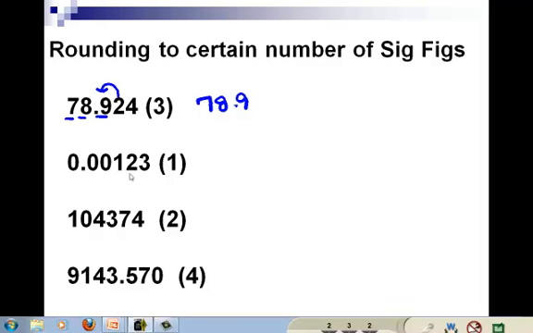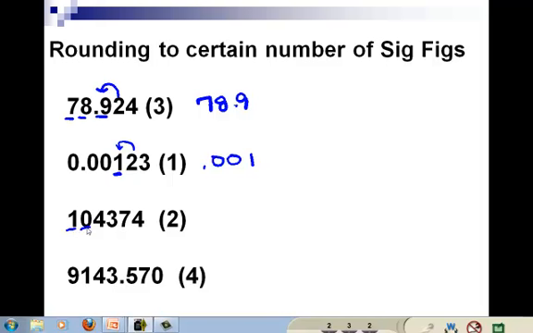I want to round this number down to 1 sig fig. Here's my 1 sig fig. These are not significant. Do not count them. So here's my 1 sig fig. Will that 2 affect that 1? Absolutely not. So my answer is 0.001.